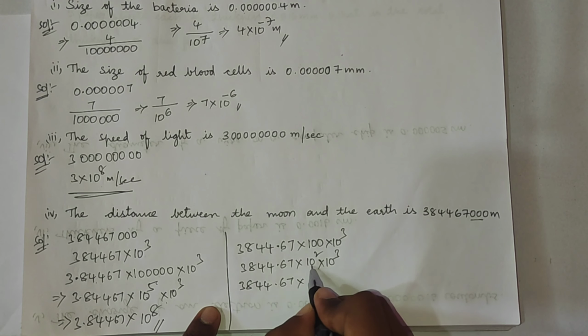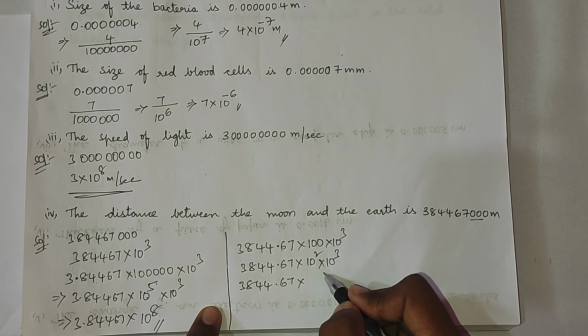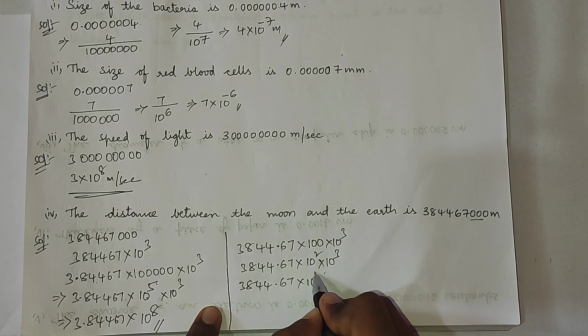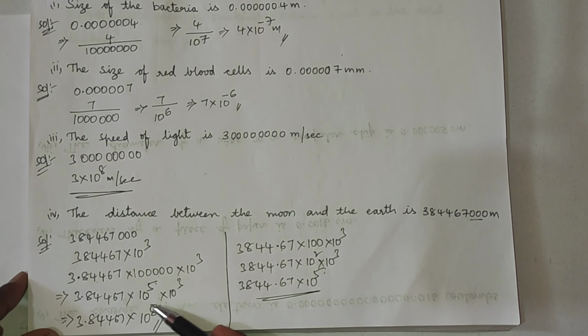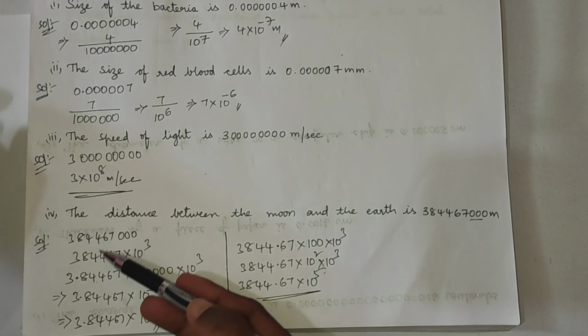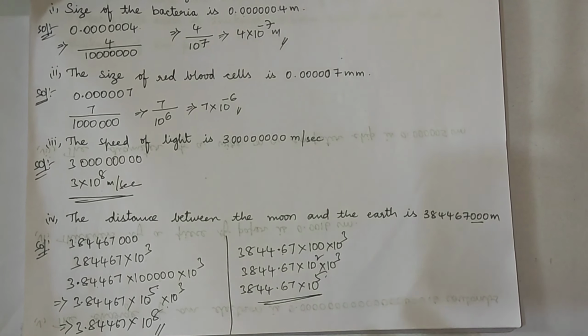Again, 3844.67 into, a to the power of m into a to the power of n is equal to a to the power of m plus n, nothing but 10 to the power of 2 plus 3, is how much? 5. Like this you can put the decimal point anywhere, or else you can stop here. So this is the third one. We completed 4 sums.